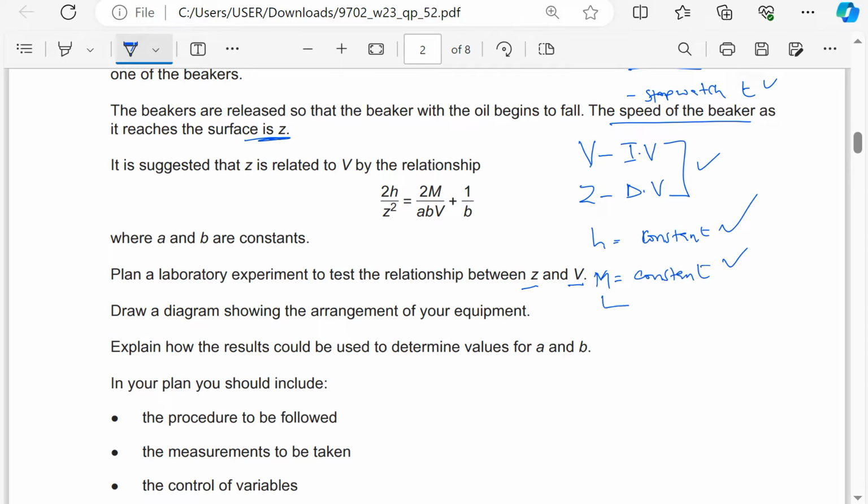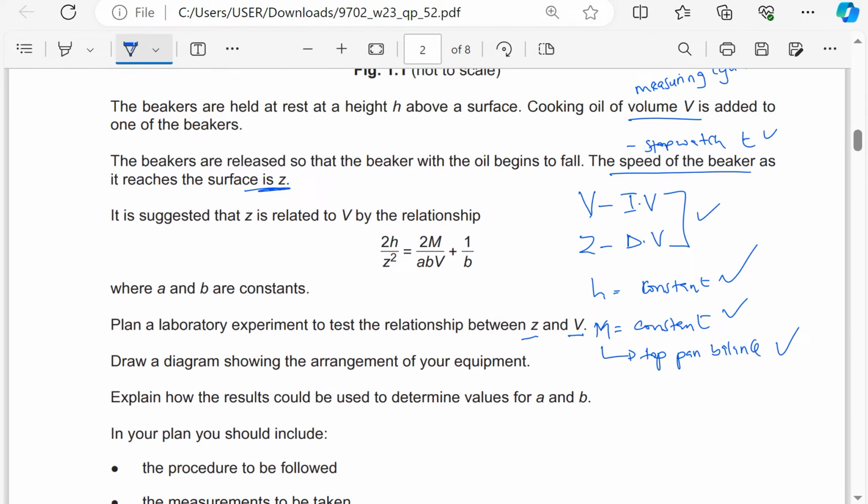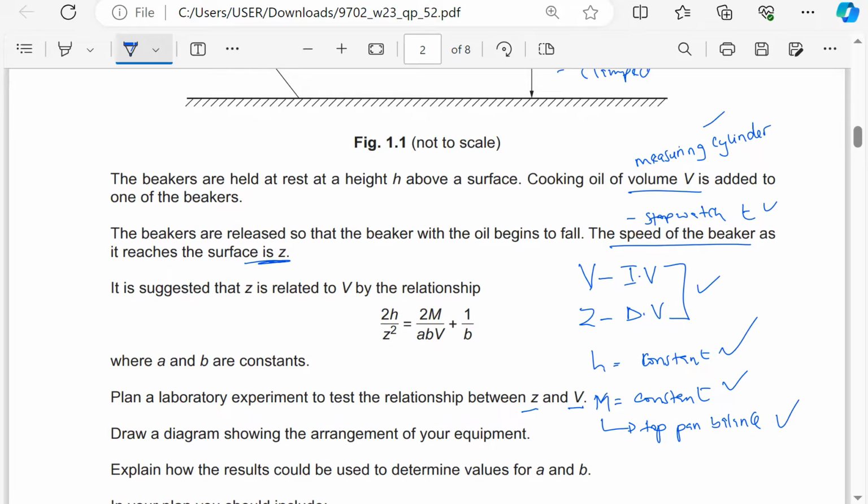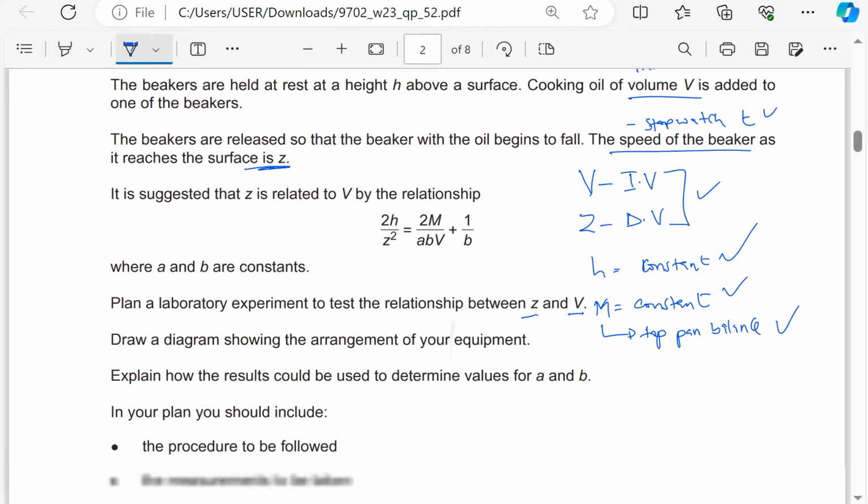But how will I measure M and ensure that it's always constant? I must use a top pan balance. So I will say use a top pan balance to measure M. So this is another mark. I have not started writing, but I'm coming up with things that I know would give me marks by just reading through the question.